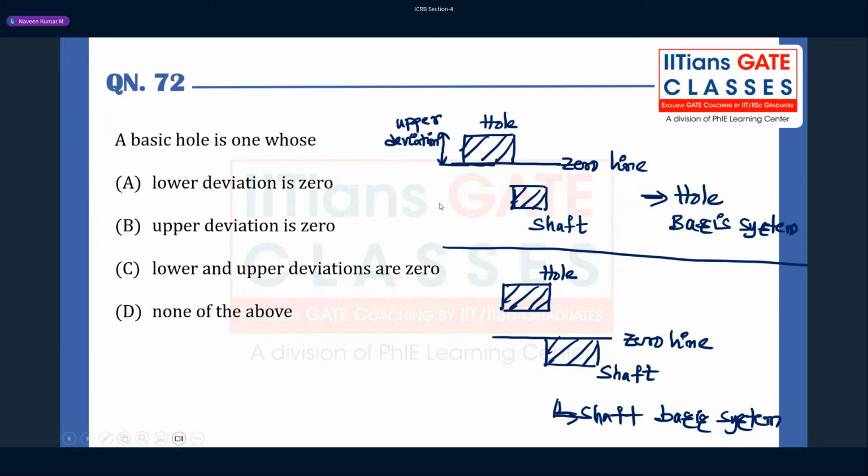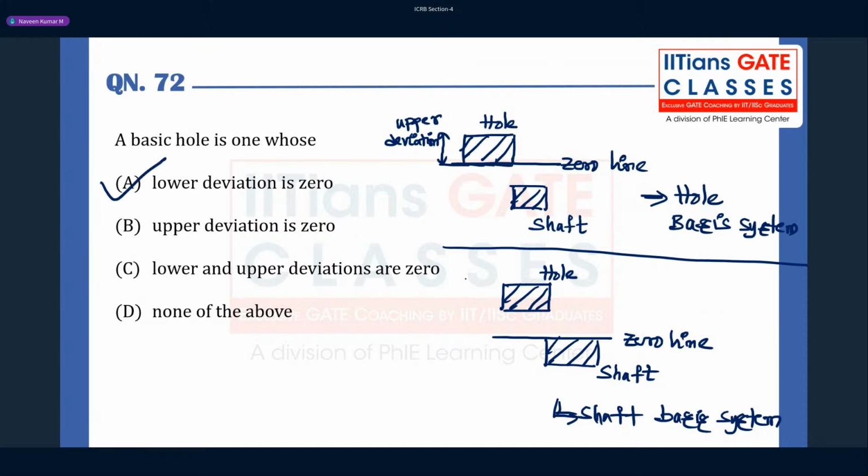So they're saying that the basic hole is one whose lower deviation is zero. That is the answer I'm looking for. Hope you're getting it. Okay. So obviously upper deviation is not zero here. No way you can see lower and upper deviation both zero in any of these basis systems. It is an ideal case where lower and upper deviations are zero. If lower and upper deviation are zero, there won't be a tolerance at all. So the answer is lower deviation is zero.